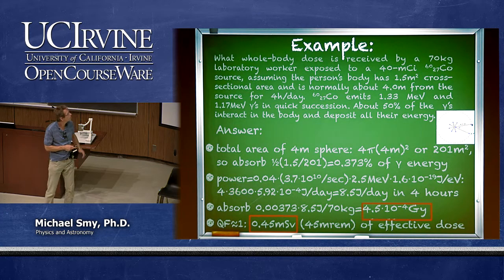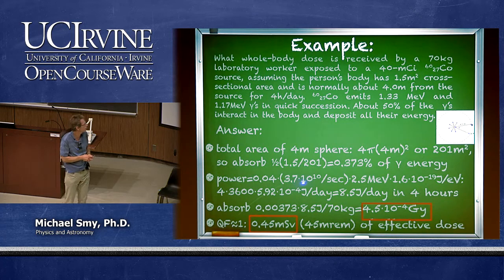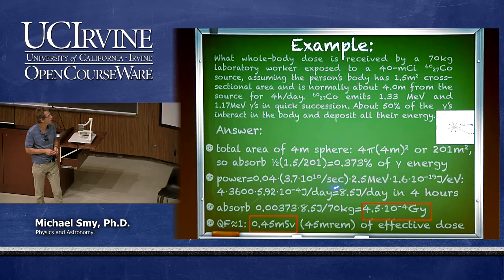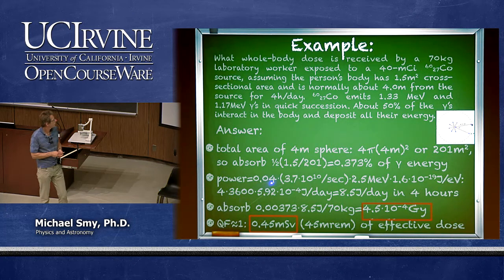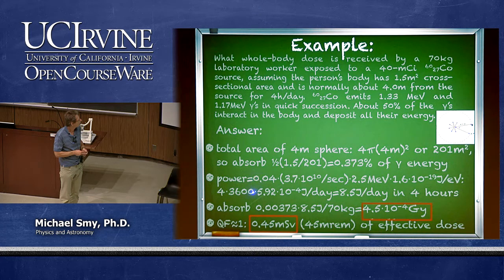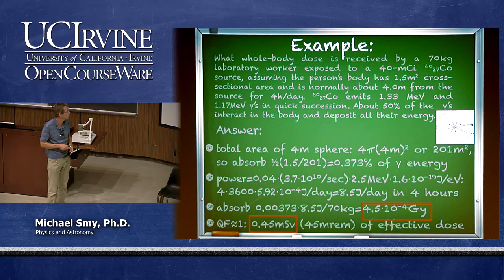So we can calculate the power. We have the factor to convert from 40 millicurie, this is 0.04, to becquerels, that is 3.7 times 10 to the 10 per second. So this is the activity in disintegrations per second. Then we sum the two gamma energies, 1.33 and 1.17, which gives us 2.5 MeV, and we convert electron volts into joules with 1.6 times 10 to the minus 19 joule per electron volt. And then finally, we have the 4 hours per day, so 4 times 3,600 seconds. If we calculate this power, it gives us 5.92 times 10 to the minus 4 joules per day. So we get 8.5 joules per day in the 4 hours of exposure.